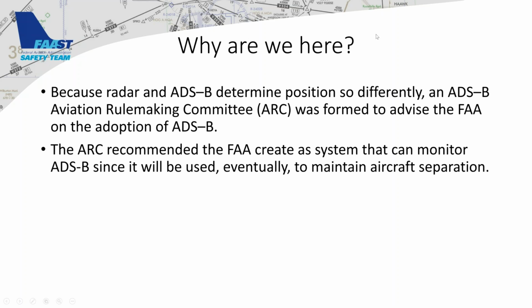All right, so why are we here? ATSB determines positions a lot differently than radar does, and so the FAA put together a rulemaking committee to advise them on what we need to be doing differently when we adopt ATSB. The ARC got together, had a lot of meetings, I'm sure, and came to the conclusion that the FAA really needed to create a system that can monitor ATSB, since it's going to be used eventually to maintain aircraft separation. We need a way to monitor that whole system and figure out when it's giving us good information and when it's not. So that's why we're here, essentially.